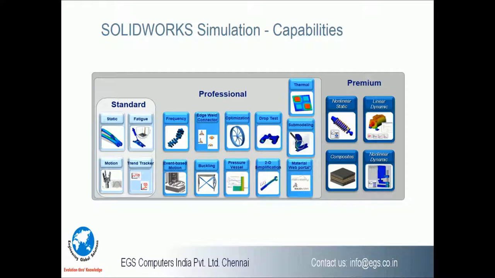And 2D simplification and submodeling are simplification tools for a huge assembly. Drop test is for simulating a sudden impact due to mishandling of a component. Optimization is a kind of artificial intelligence where we can run a possible number of iterations on different variable combinations to get an optimum result on mass, temperature or load, etc. And the Material Web Portal, where SolidWorks provides a dedicated web portal in which we can get some rare material data properties if we are doing some R&D work.